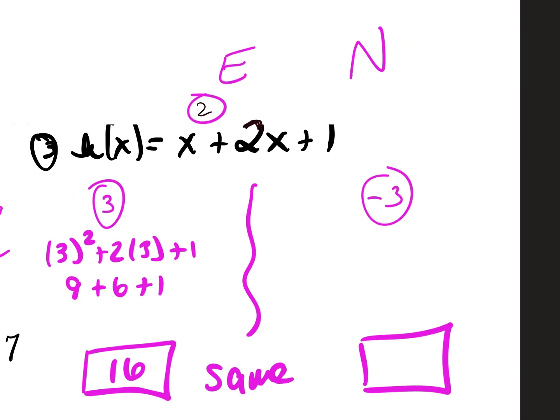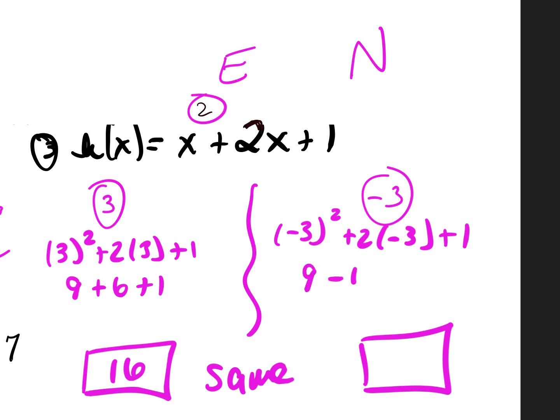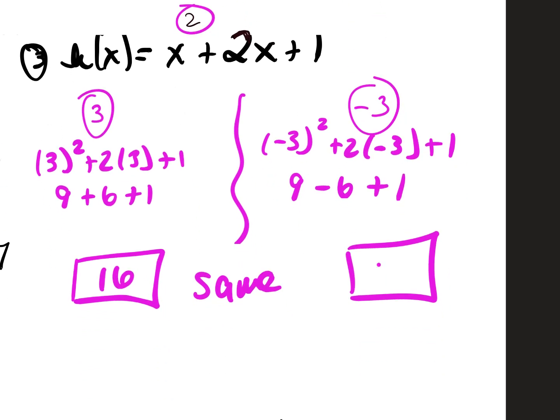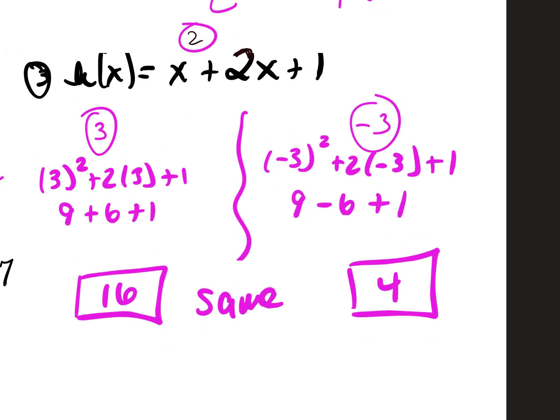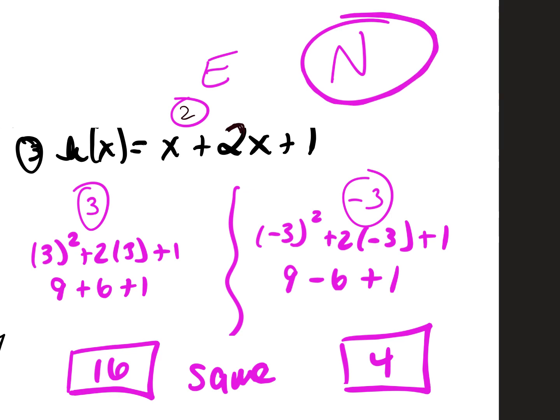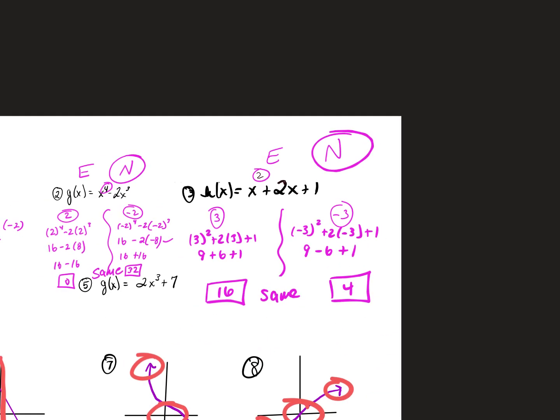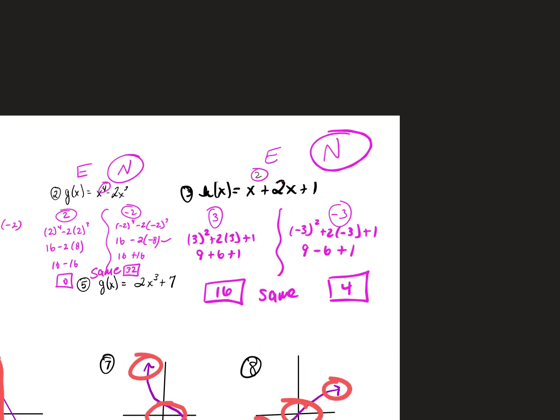Good. So then here I have negative 3 squared plus 2 times negative 3 plus 1. Negative 3 squared is 9. 9 minus 6 plus 1. What's 9 minus 6? Plus 1 is, are those the same? So your answer is neither. That answer your question, Maria? Yes. Okay. Thank you.